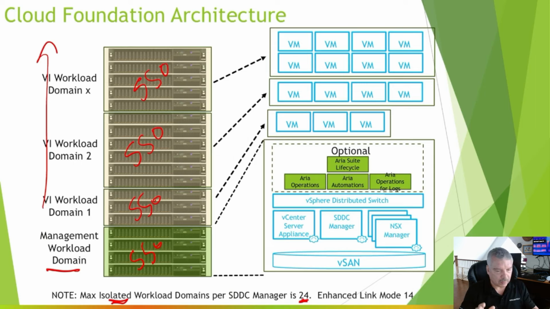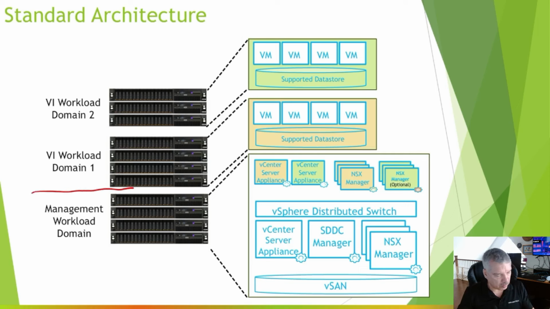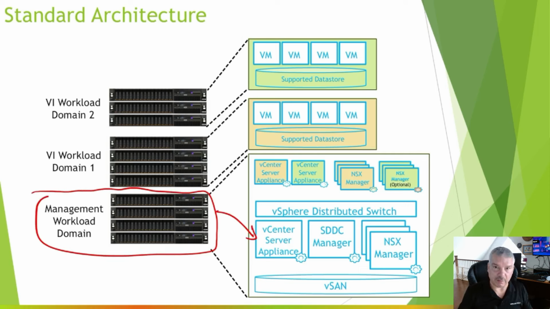So let's take a look at how this is deployed. Right now, looking at this picture, I'm just going to elaborate a little bit more. Here's my management workload domain, and we see all our management stuff over there. Notice it's a vSAN cluster, so the data store is vSAN. You don't have a choice. It has to be vSAN. So these 4 nodes have to be vSAN ready nodes. End of story.